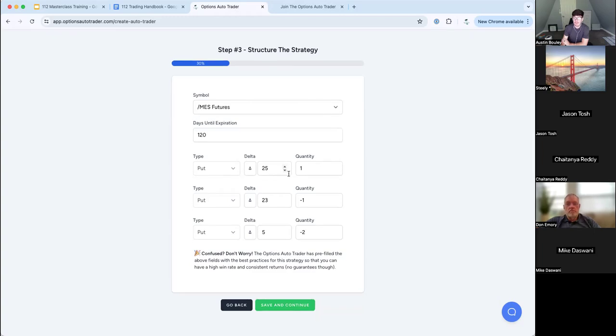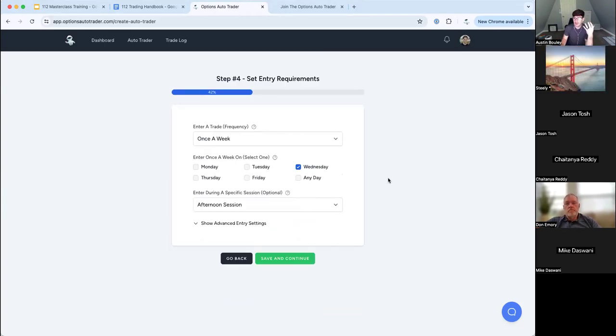Next we have the 25, 23 deltas. So again, if you're someone who says, "When I look at an options chain, it makes no sense. I have to pick the expiration date, the strike prices, the deltas, and all this stuff." Well, here on the options auto trader, you just put in the deltas you're doing, which I've told you is 25 delta, 23 delta, and then again, we'll change this to 7. 5 delta is safer, but we can do 7 for now. That's how we structure the 112 trade.